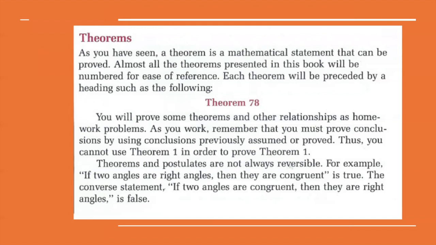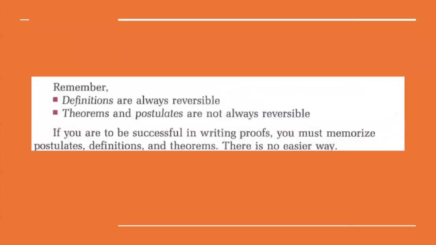Theorems and postulates are not always reversible. For example, if two angles are right angles, then they are congruent is true. The converse statement, if two angles are congruent, then they are right angles, is not true. Remember, definitions are always reversible. Theorems and postulates, however, are not always reversible.